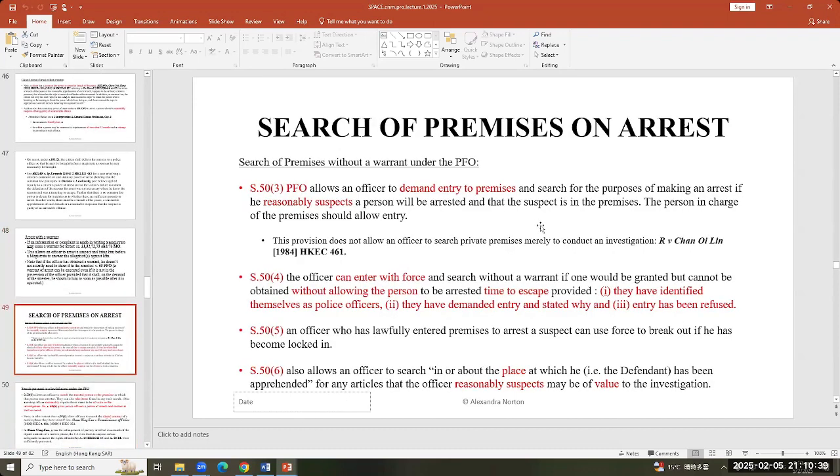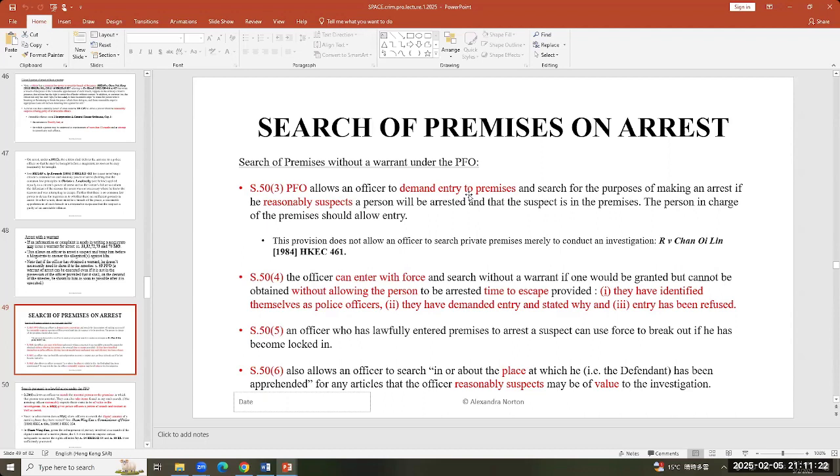On arrest, there's also the ability to search the premises without a warrant. Under subsection 3, let's say that the police are trying to arrest someone and they run into a building and they go inside a flat and they lock the door. Now, the police officers can search that premises without a warrant if they reasonably suspect that the person they want to arrest is within those premises. It doesn't give them the right to just randomly go anywhere in Hong Kong and do a search of the premises. They have to have a reasonable suspicion that the person they want to arrest is within those premises. And of course, they have to be able to explain why.